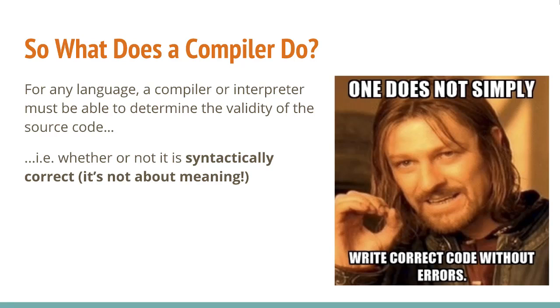For example, in English, you could say something like, "The triangle screamed." Syntactically, that's correct, but it doesn't make much sense. But syntactically, it's correct. That's what a compiler is checking for. It's checking to make sure that you've applied the rules of the language correctly. It's not about the meaning.